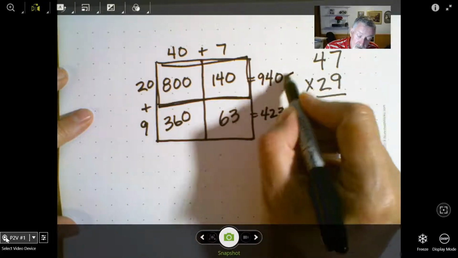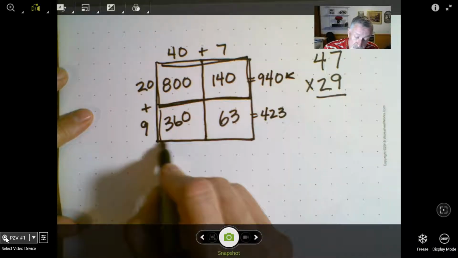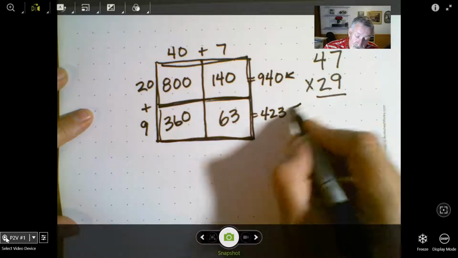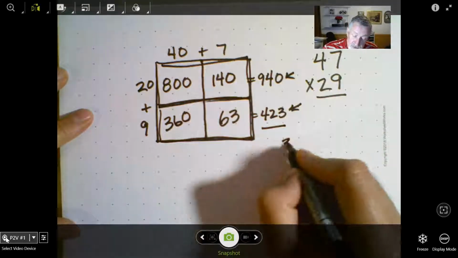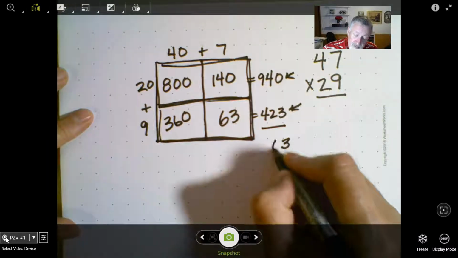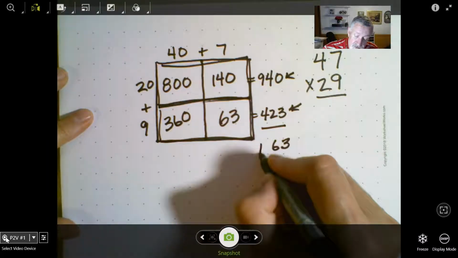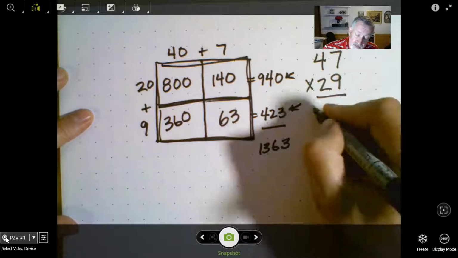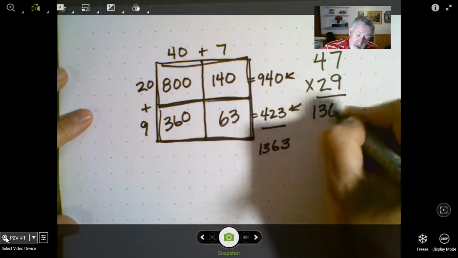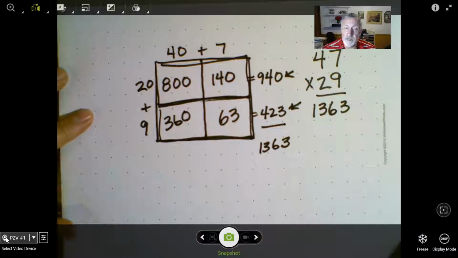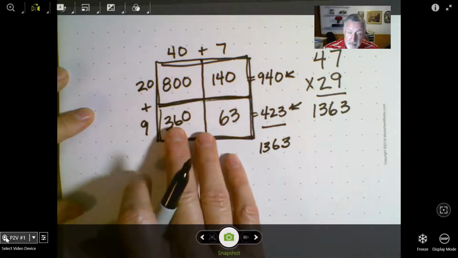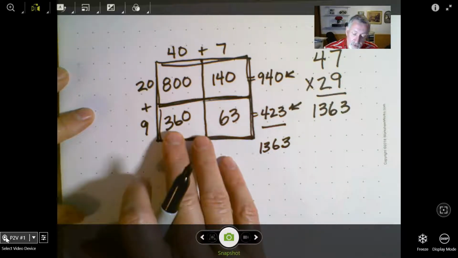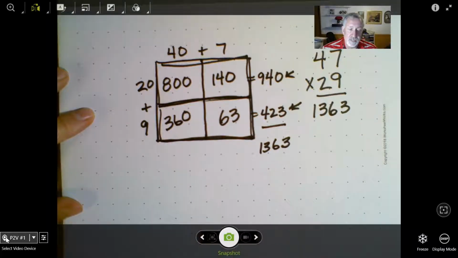So now that I have this part here, and the bottom two numbers here, I can just add down. 0 plus 3 is 3, 4 plus 2 is 6, 9 plus 4 is 13, and my answer to the multiplication problem is 1363. And again, this is something that's going to be important for us to understand as we get into that fractional component of measurement. All right, hope this is helpful to you.